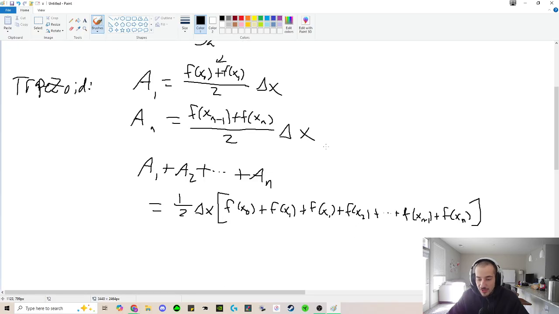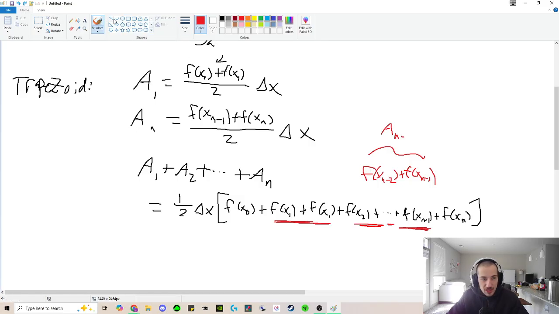Right. And if you notice, we've got two f of x1s here, two f of x2s, two f of x3s, two f of x_{N-1}s, and then one f of x_N. Because if we did the A of x_{N-2}, it would be f of x_{N-2} plus f of x_{N-1}. This is like A_{N-1}. And so then this guy will match up with this guy, so you get two of them.